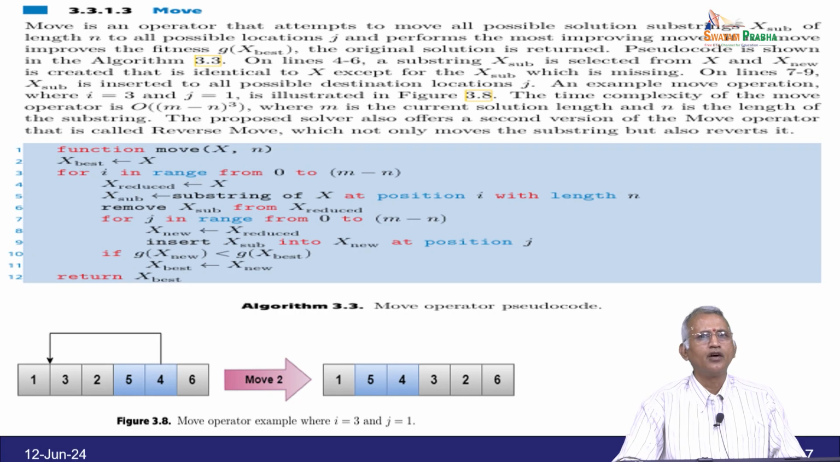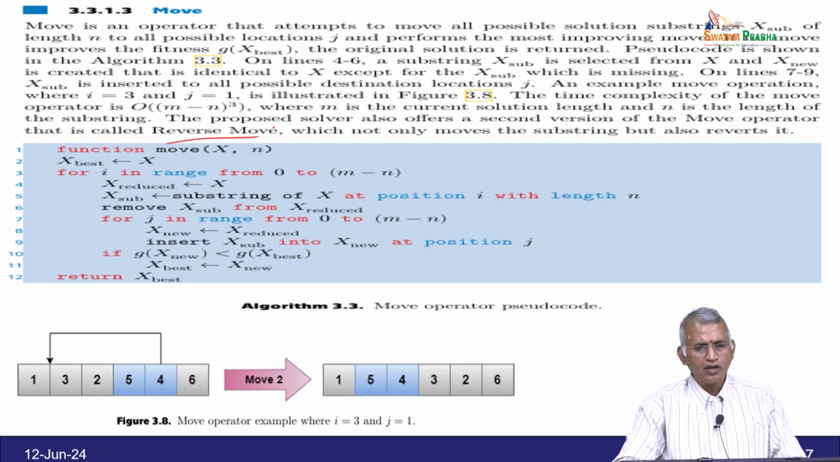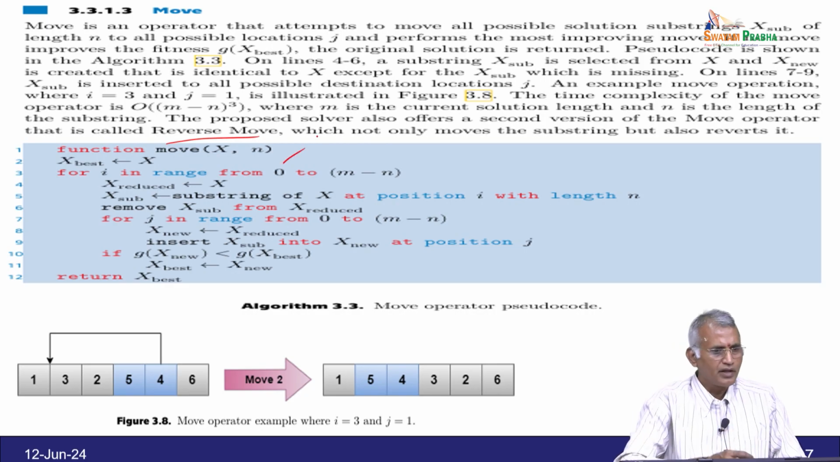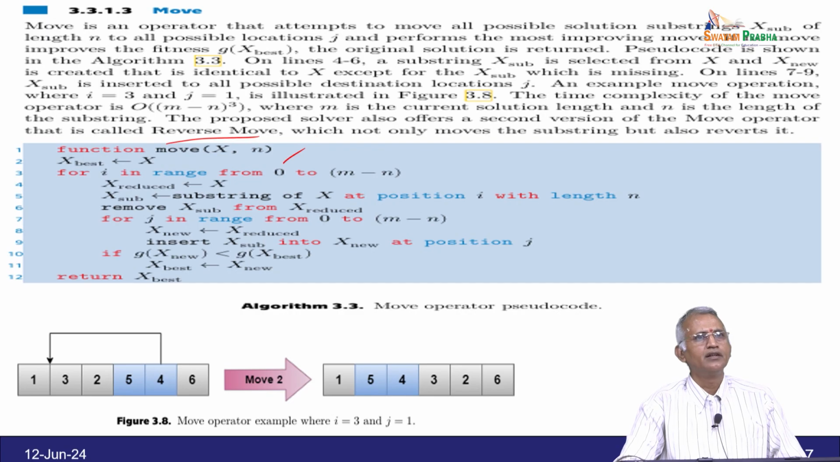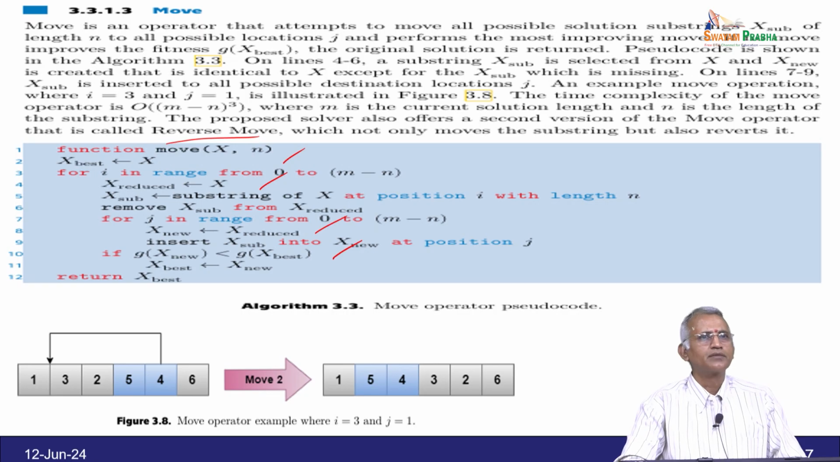The proposed solver also offers a second version of the move operator, called reverse move, which not only moves the substring but also reverts it. Function move of x comma n: x best is x; for i in range from 0 to m minus n, x reduced is x subtracting x at position i with length n, and remove x sub from x reduced; for j in the range from 0 to m minus n, x new is x reduced, insert x sub into x new at position j. If g of x new is less than g of x best, then x best is x new. Return x best. So, this is the move operator pseudo code.